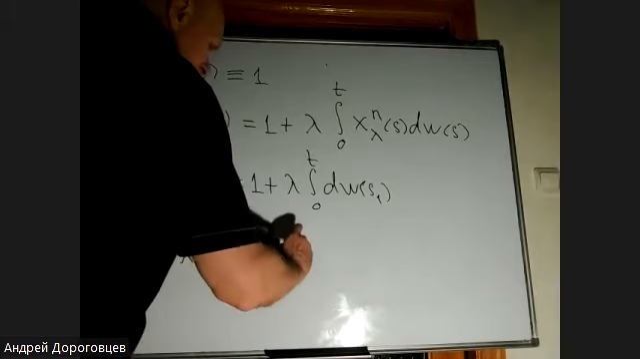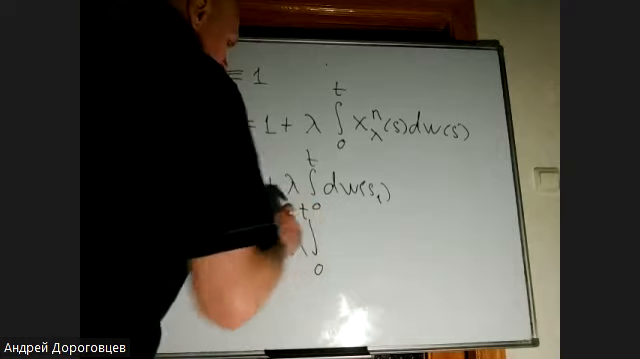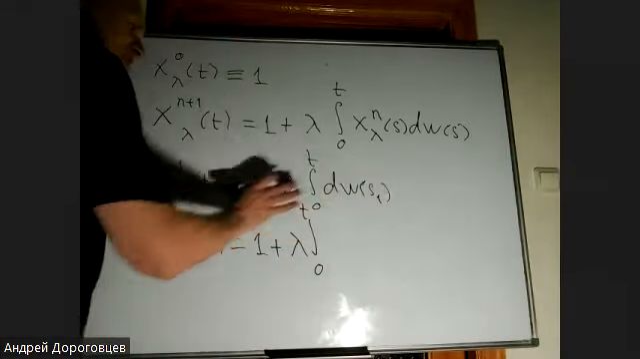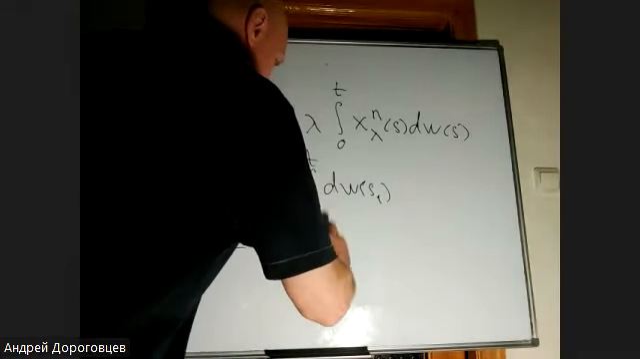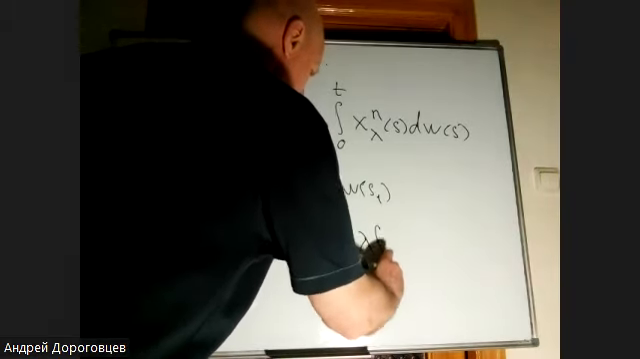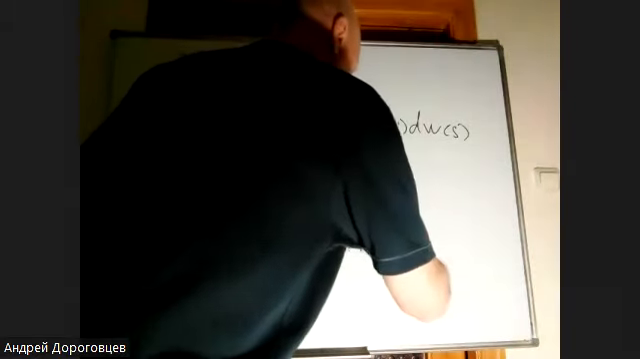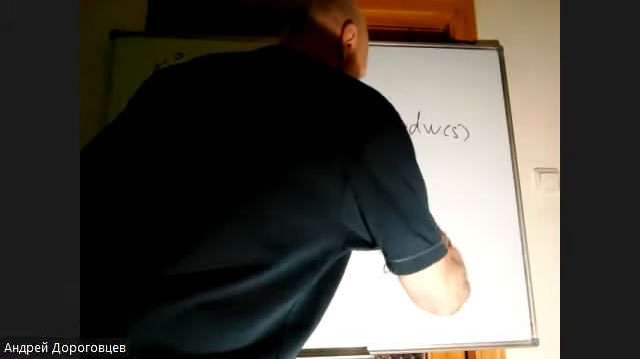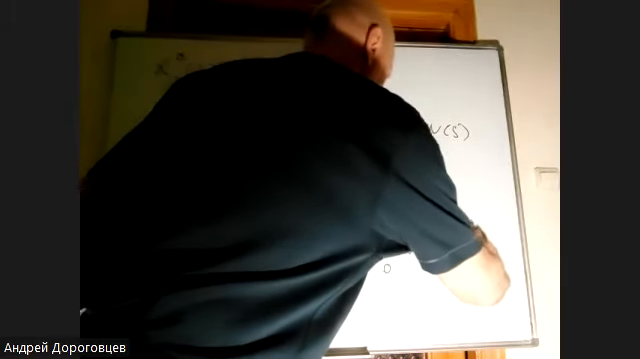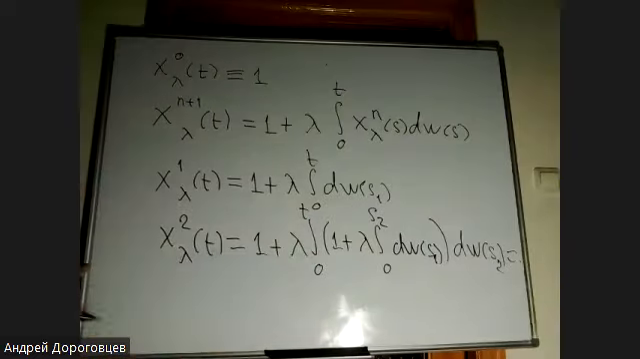what I must have is lambda, here is the integral from 0 to t. And here I must substitute this expression. So I will write 1 plus lambda integral from 0 to S2, dW S1, and then dW S2. Finally, I will get the following.